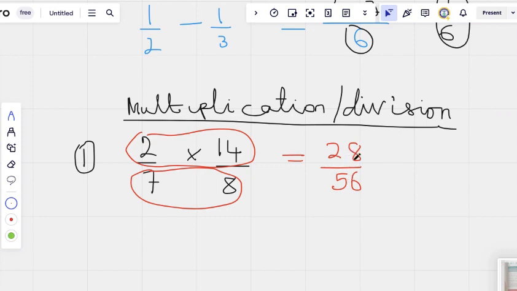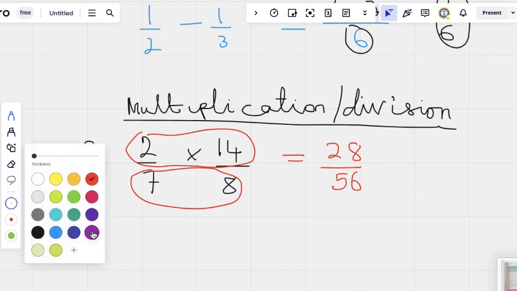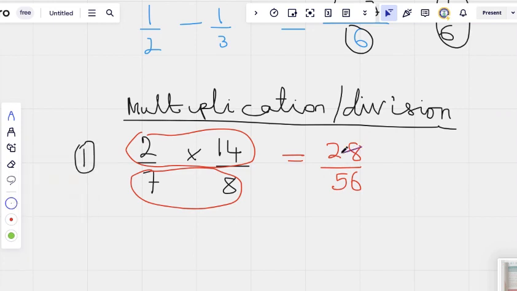It's like 28 and 28 is 56. So you see, if you don't know that this is half of this, you can break it down step by step by saying this one divided by 2, you get 14. This one divided by 2, you get 28, right? Something like that.